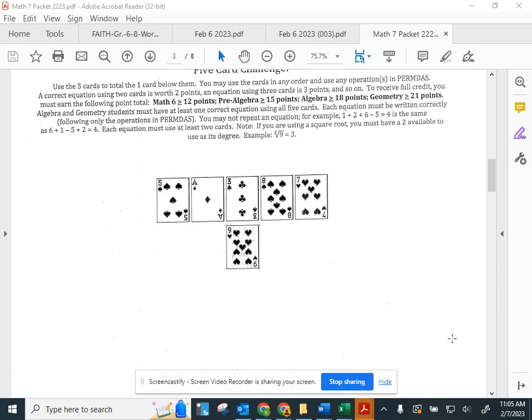Our next page is that 5-card challenge. Using these 5 cards, you want to equal 9.